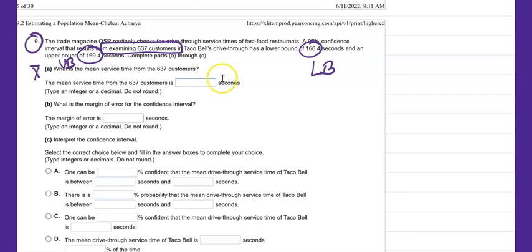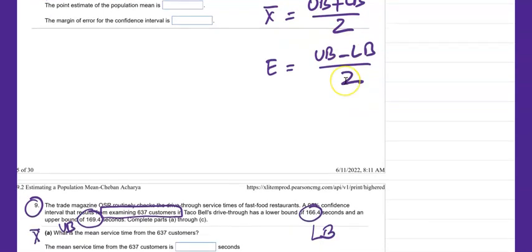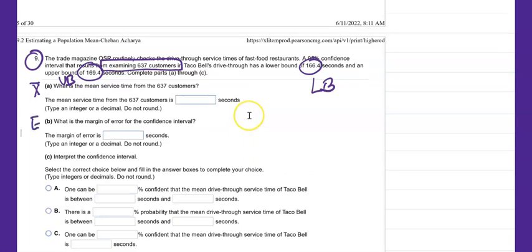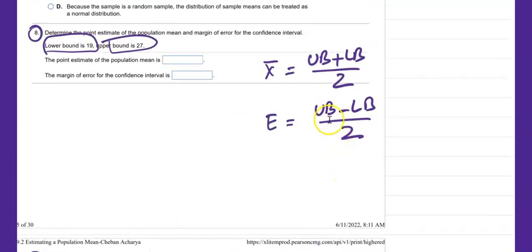The x bar formula is already here: upper bound plus lower bound divided by 2. Use this formula. The second part asks, what's the margin of error for the confidence interval? So how do you find the margin of error E? Again, since you have the upper bound and lower bound, the margin of error is going to be upper bound minus lower bound divided by 2.